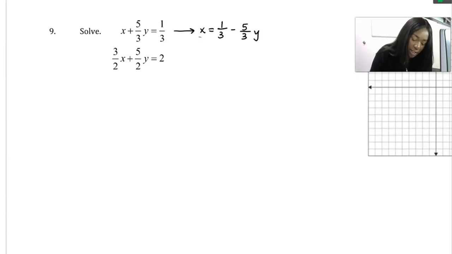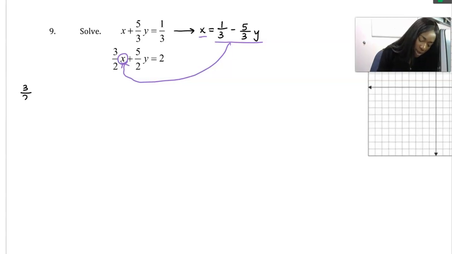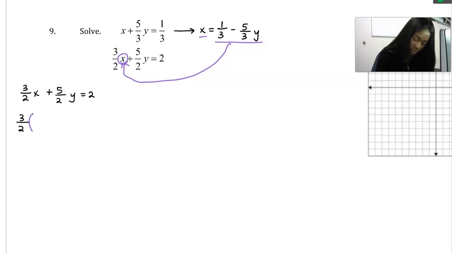And now if this is what x is, I'm going to substitute that in for this x right here. So I'm going to take that second equation where we have 3/2 x plus 5/2 y equal to 2, and I'm going to replace the x with 1/3 minus 5/3 y. And then I'll keep the plus 5/2 y is equal to 2.